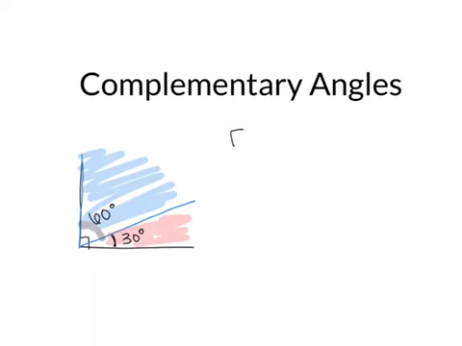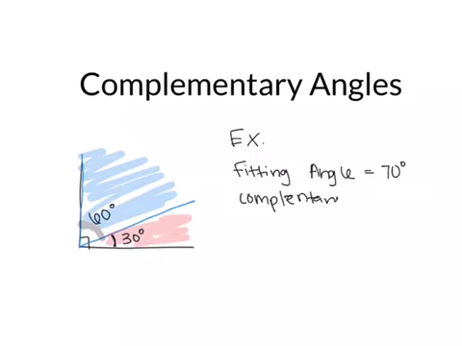So for example, let's say that you have a fitting angle that is 70 degrees, and we want to know what is its complementary angle. What we would do is we know the total is 90 degrees, and so we would subtract off the fitting angle, which is 70 degrees, and we get 20 degrees. So our complementary angle would be 20 degrees.